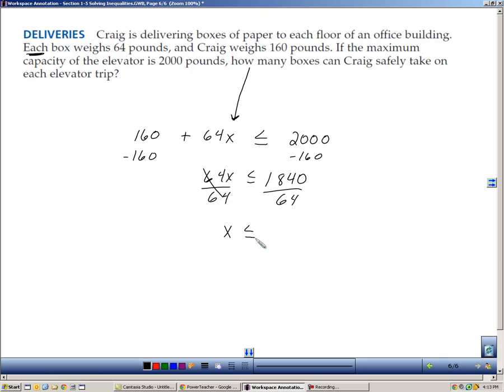So x is less than or equal to 28.75. Now what does that mean? That means he can carry 28.75 boxes. Well, carrying 0.75 boxes is not feasible. So we would say that it's safe for him to carry 28 boxes is the maximum number he can take and be safe.